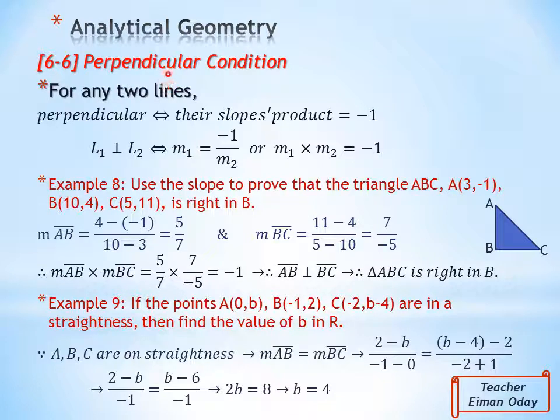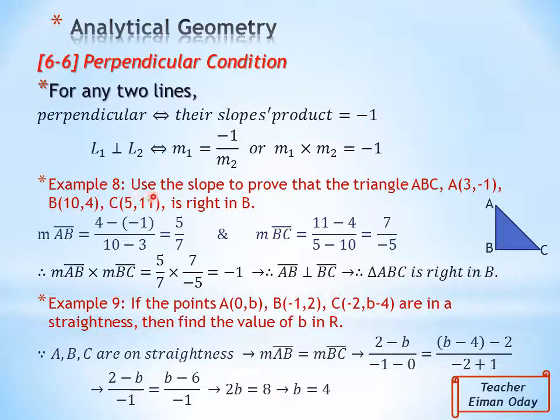The last part of the lesson is the perpendicular condition. Two lines are perpendicular if the product of their slopes equals negative 1. This means that the slope of the first line times the slope of the second line equals negative 1. Then these two lines are perpendicular. In symbols, L1 is perpendicular to L2 if and only if M1 equals negative 1 over M2, or the product of M1 and M2 equals negative 1. Also, if the product is negative 1, then the lines are perpendicular, since we have if and only if.